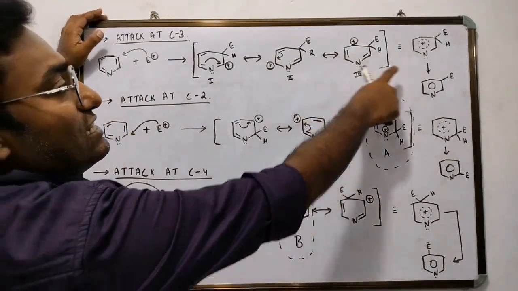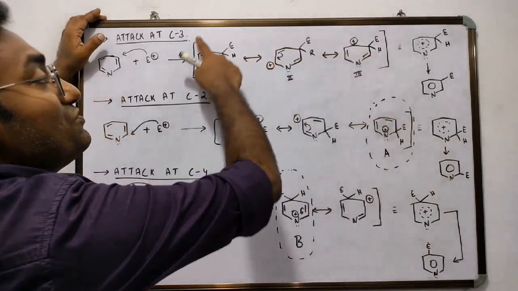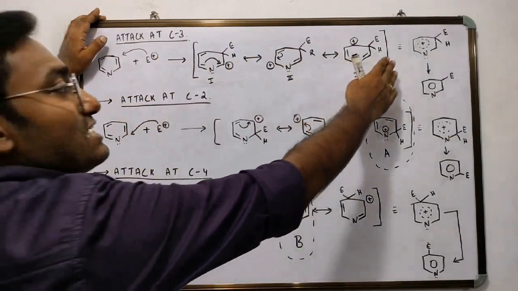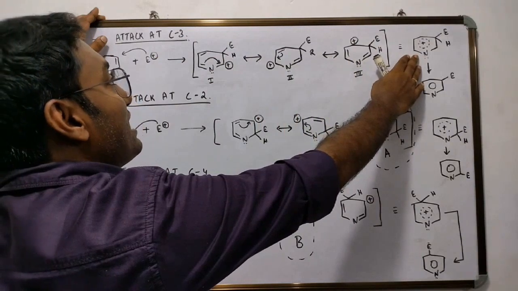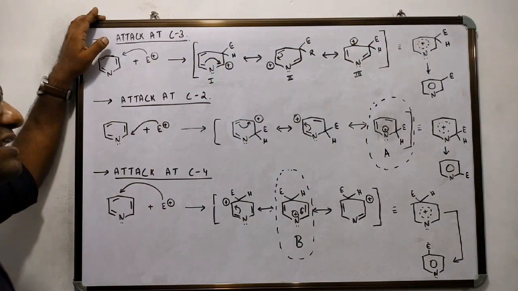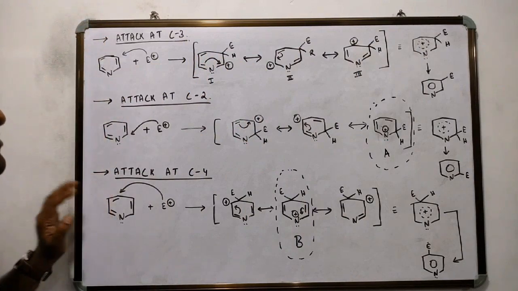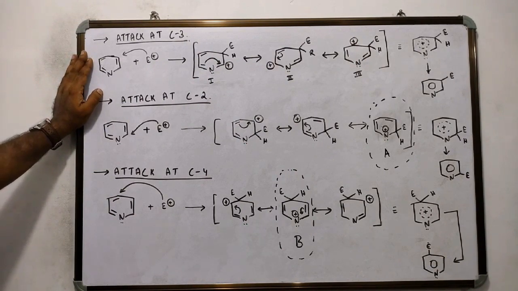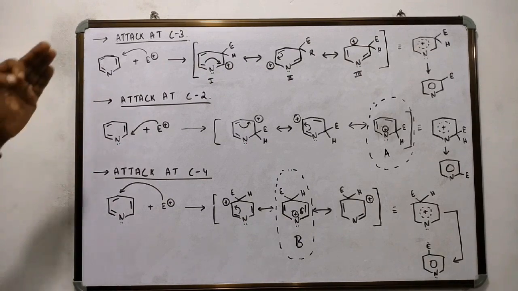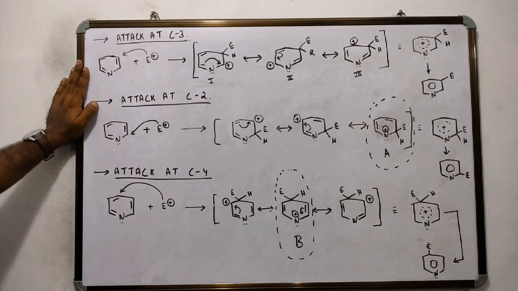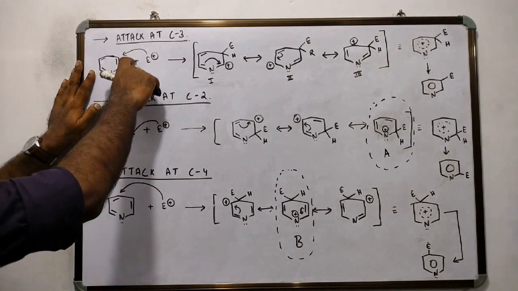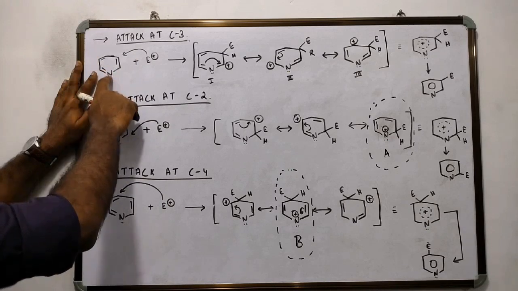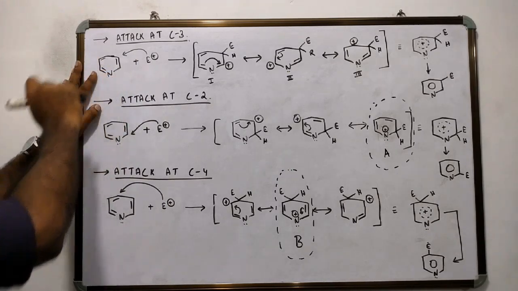On the other hand, the resonance hybrid structure is a combination of 3 resonating structures for attack at C3. Thus, the resonance hybrid structure of the intermediate cation at C3 is more stable than at the C2 and the C4 position. Therefore, the attack at the C3 position is preferable and it is the 3 substituted product that predominates. In case the third position is filled, attack would take place at the other available beta position relative to the nitrogen atom, which is the 5th position.